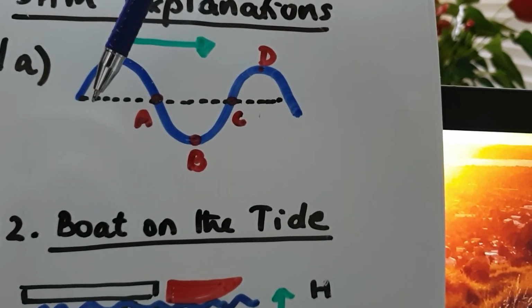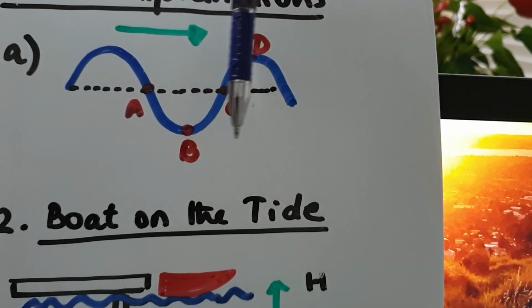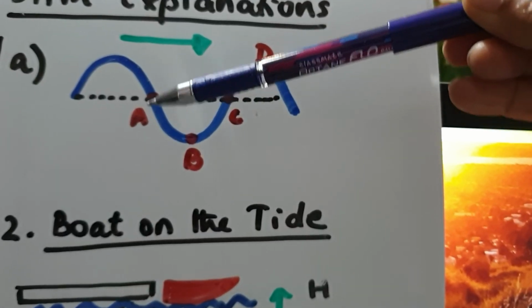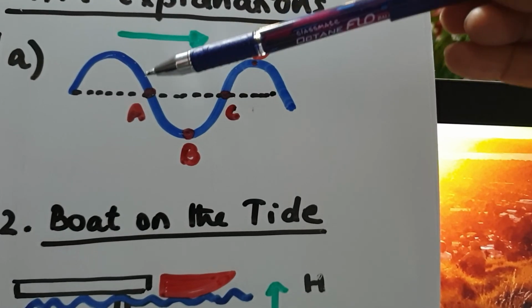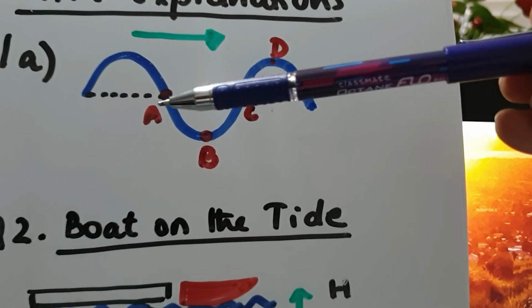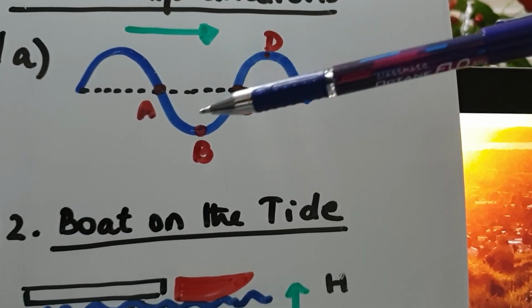So this blue line is actually the wave that's going forward. And what happens is, as the wave's going forward, these particles go up and down in simple harmonic motion. This will become even easier for you when we start waves. So that's what it is.